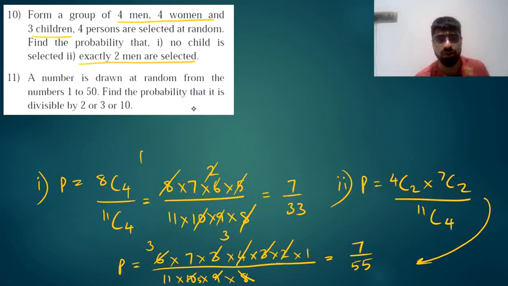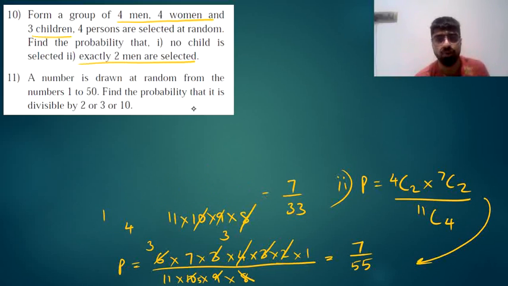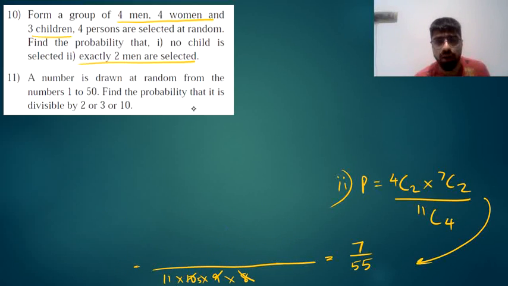Going ahead with the 11th question, we have a number drawn at random from the numbers 1 to 50. Find the probability that it is divisible either by 2 or by 3 or by 10.